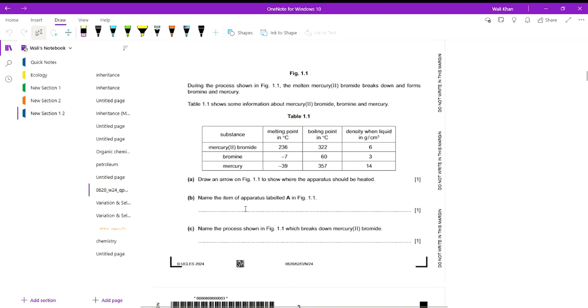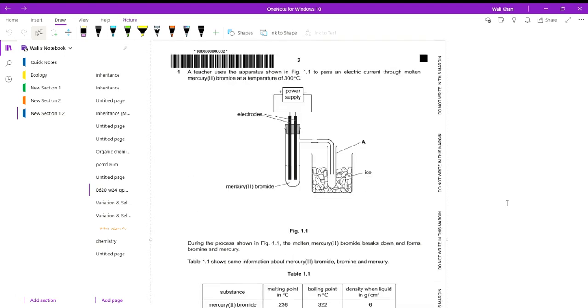Draw an arrow on the figure to show where the apparatus should be heated. So, how do we draw the arrow? Yes, good. We point it upward because we are giving heat.